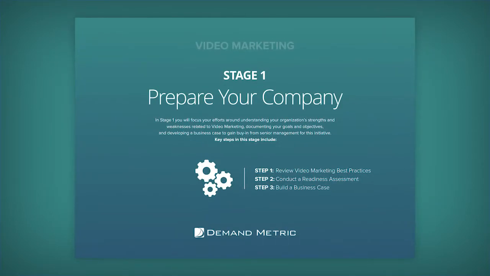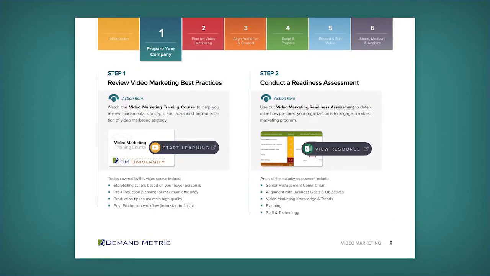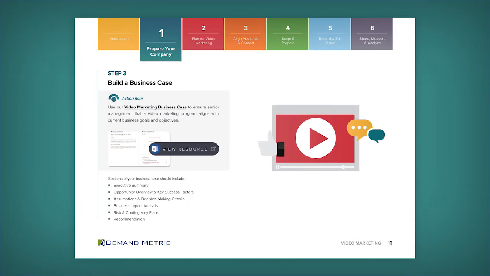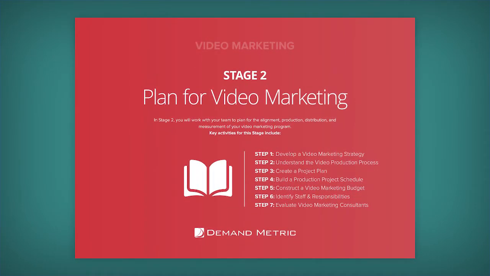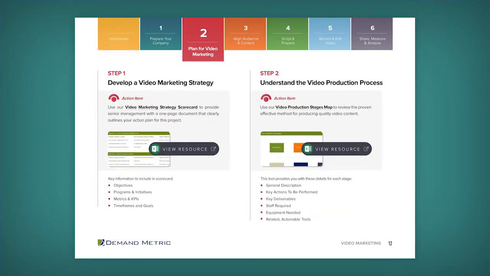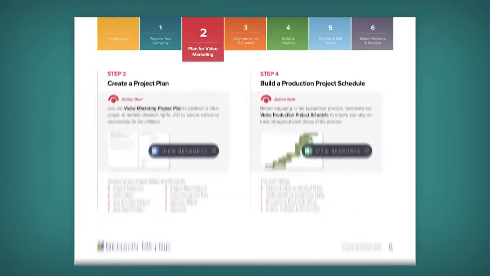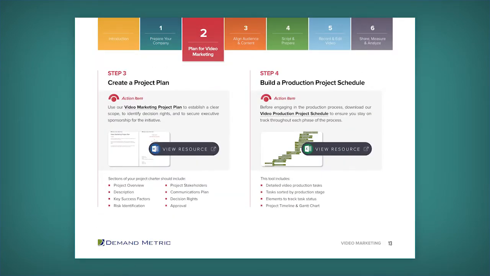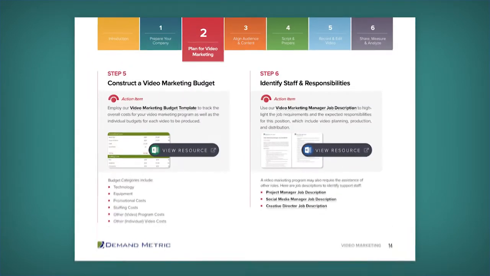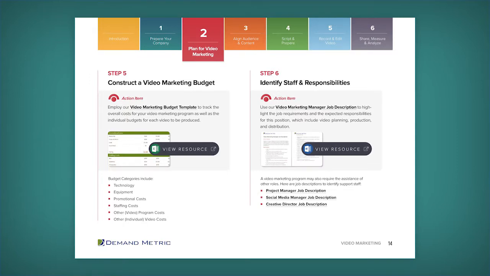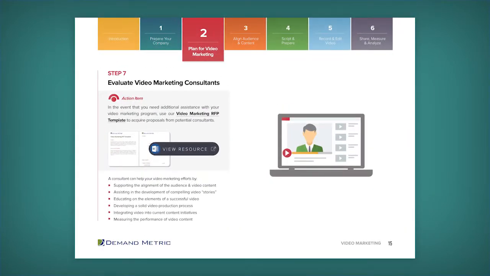Starting with stage 1, prepare your company. And here, the first step is to review video marketing best practices, conduct a readiness assessment, and then build a business case. In stage 2, we're going to move into planning for video marketing. And your first step here is to develop a video marketing strategy, understand the video production process, create a project plan, build a production project schedule, construct a video marketing budget, identify staff and responsibilities, and evaluate video marketing consultants.